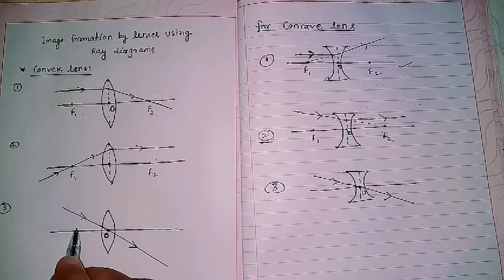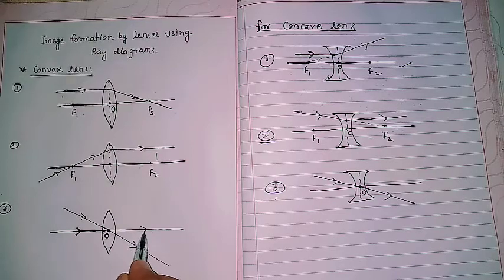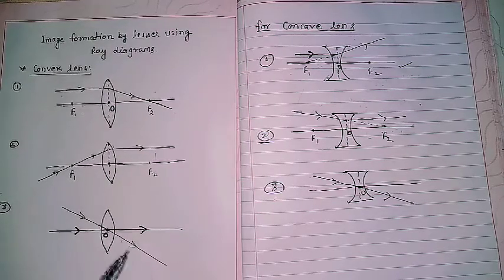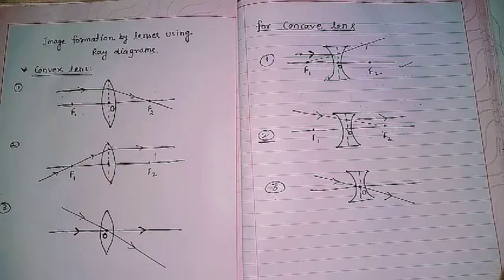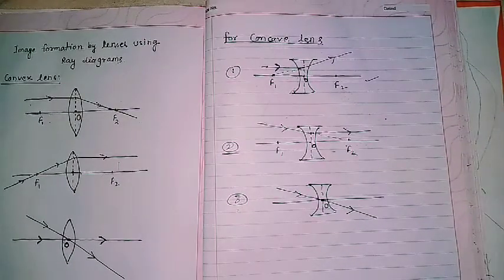Suppose that we are following a light ray along the principal axis, then it will strike the optical center and pass only along the principal axis. Now you can see the rules for the concave lens. The same rules we will follow here.